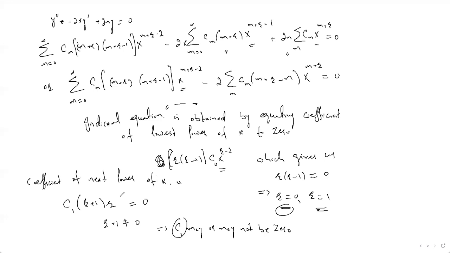We will write down the solution including both the cases, c1 equal to 0 and not equal to 0, later on. But before that, we will try to find another thing, what we call a recurrence relation. Please remember the indicial equation. We have the roots r equal to 0 and r equal to 1.